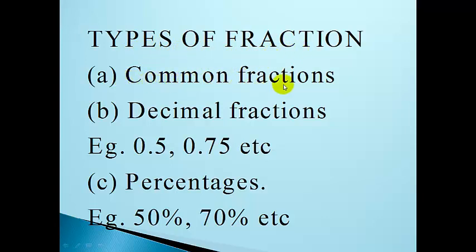A, we have common fractions. B, we have decimal fractions. Example 0.5, 0.75, etc. C, we also have percentages. Example 50%, 70%, etc. So these are the types of fraction we are going to consider: the common fractions, the decimal fractions, and the percentages.